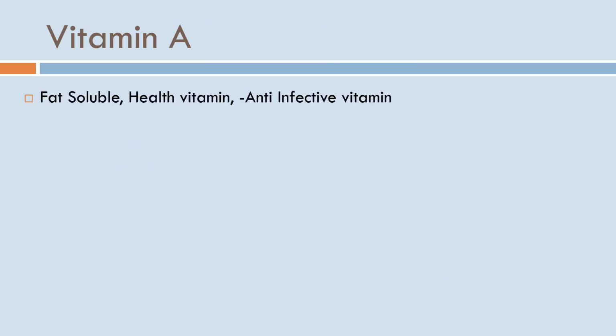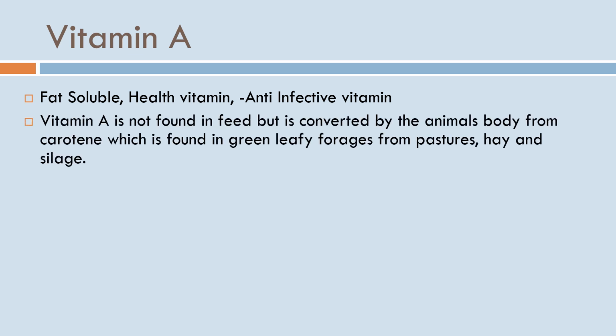Now, a little bit about individual vitamins. Vitamin A is a fat soluble vitamin. It is also known as the health vitamin or anti-infective vitamin. Vitamin A is not found in feed, but it is converted by the animal body from carotene, which is present in green leafy forages from pasture, hay, and silage.